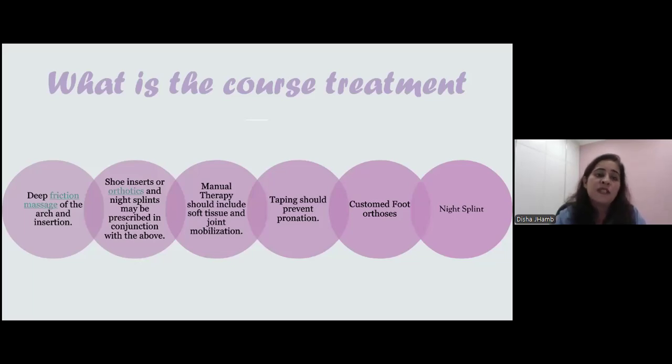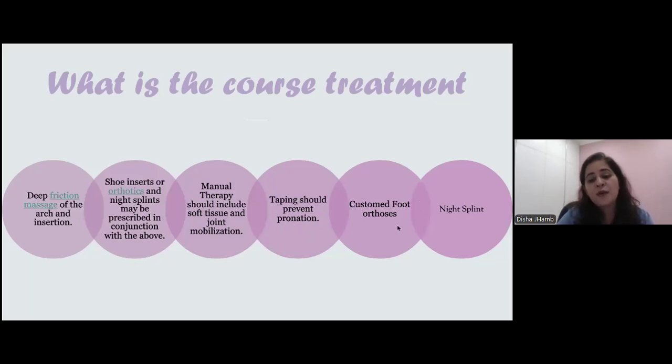There are plantar fascia socks also that are available these days, so that can also be used. And sometimes the physiotherapist might decide to do some kind of mobilization in case there is a lot of stiffness and rigidity in your foot or along the other joints of the foot. Taping again provides support. That is also one practice that physiotherapists might want to do on you.